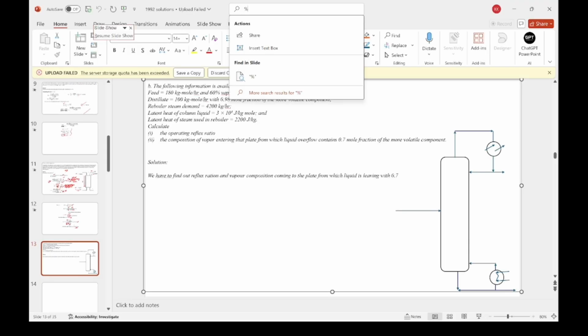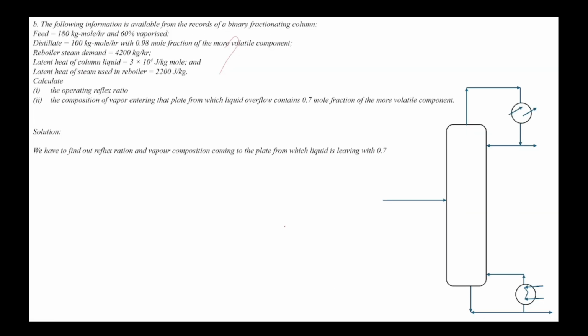Okay, so today we have a new question, and without wasting time we'll look into it. So what is the question saying? Very specifically it is from mass transfer, distillation. The following information is available from a record of a binary fractionating column. Fractionating column is a distillation column.